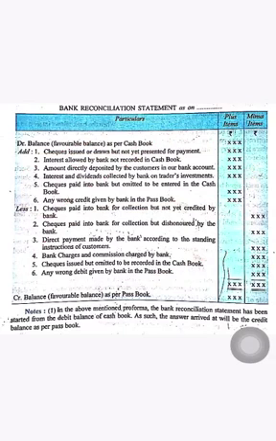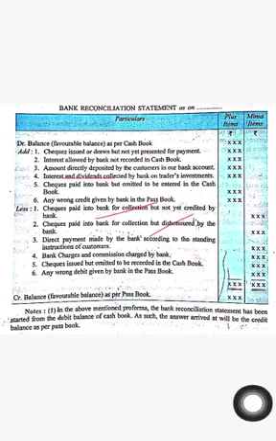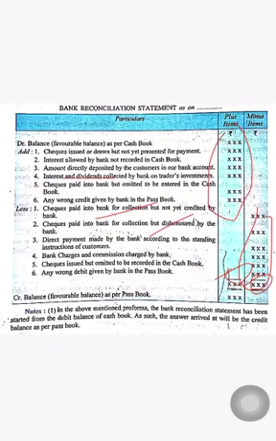Okay, so the amounts which will be added are, like, check issued but not presented for payment, interest allowed by bank, amount directly deposited by the customer, etc. And in the less column, check paid into bank for collection but not collected, check paid into bank for collection but dishonored, etc. Then we will add the plus amounts and write the total here, and add the minus amounts and write the total here. Then we will subtract these two amounts and our answer will be here.